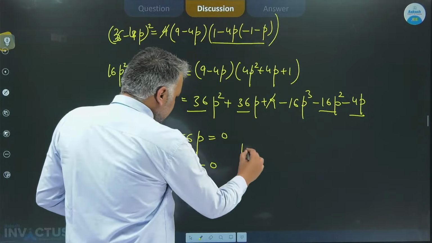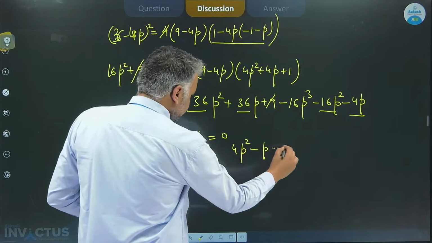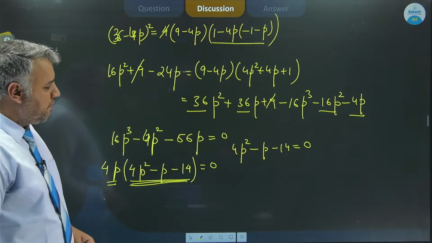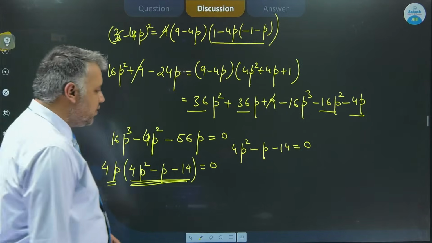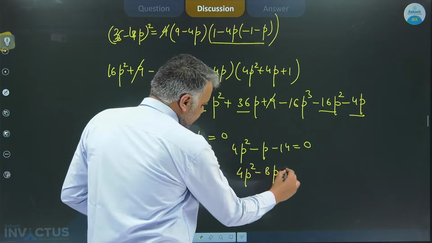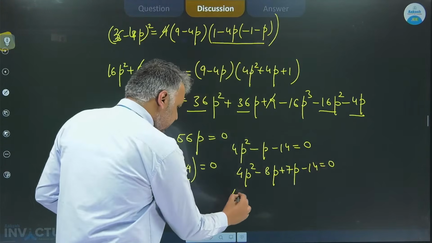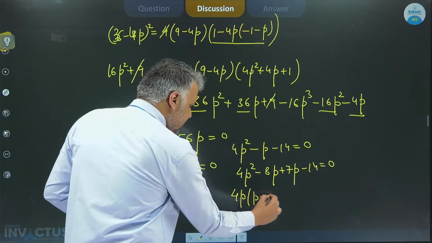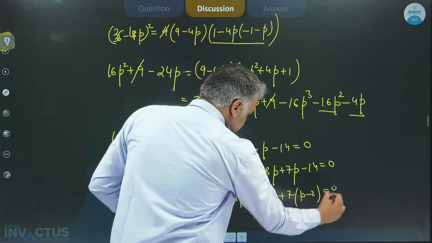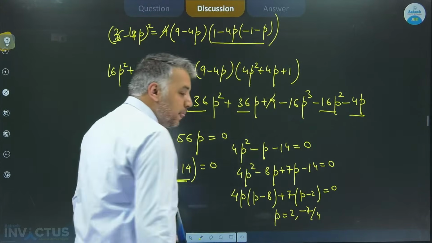So p will be equal to, either factorize it or you can write the roots. 4p square minus p minus 14 is equal to 0. You can factorize it like 4p square minus 8p plus 7p minus 14 is equal to 0. Or you can take 4p common from here, (p minus 2) into (4p plus 7) is equal to 0, or p is equal to 2 and minus 7 by 4.